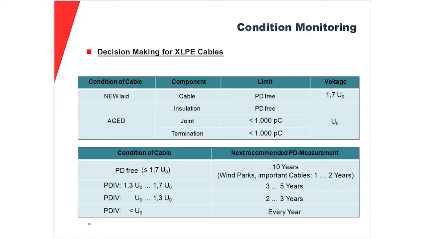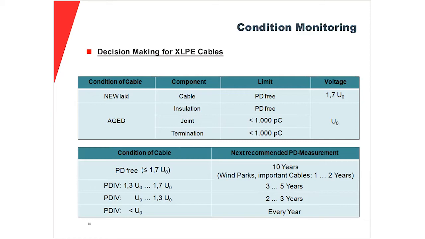If you have an inception voltage between 1.3 and 1.7 U0, we would advise you to repeat the test after 3 to 5 years. If you have a PD inception voltage above U0 up to 1.3 U0, we would recommend you to redo the test every 2 to 3 years. And if you have a PD inception voltage below U0, we would advise you to redo the test every year, especially here if you have partial discharge at the time you energize the cable.